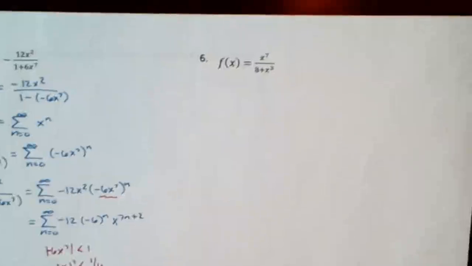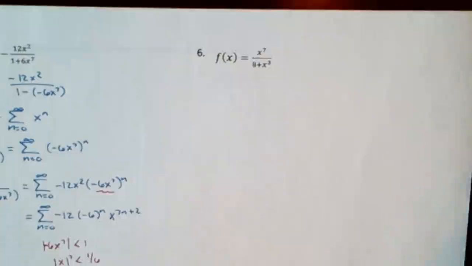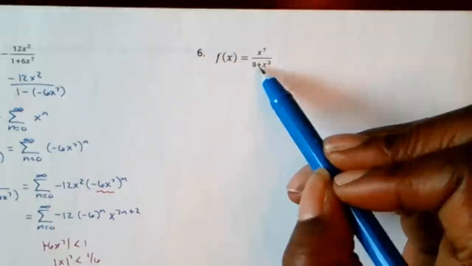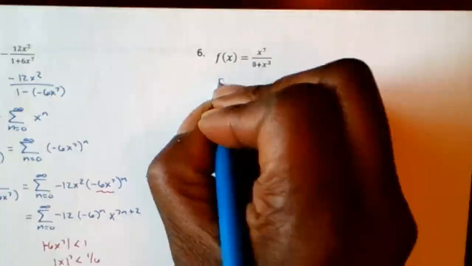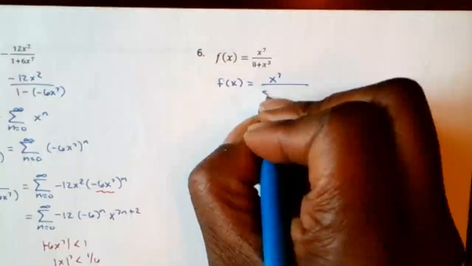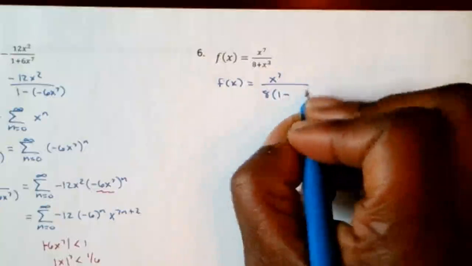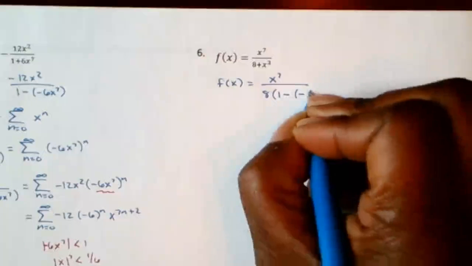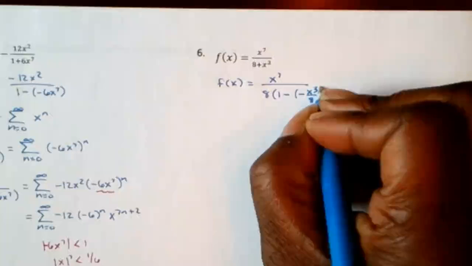All right, in number 6, we have x to the 7th over 8 plus x cubed. And again, I have an issue with the 8 and the plus sign, so I'm going to rewrite this to be f of x equals x to the 7th over 8 times 1 minus negative x cubed over 8.